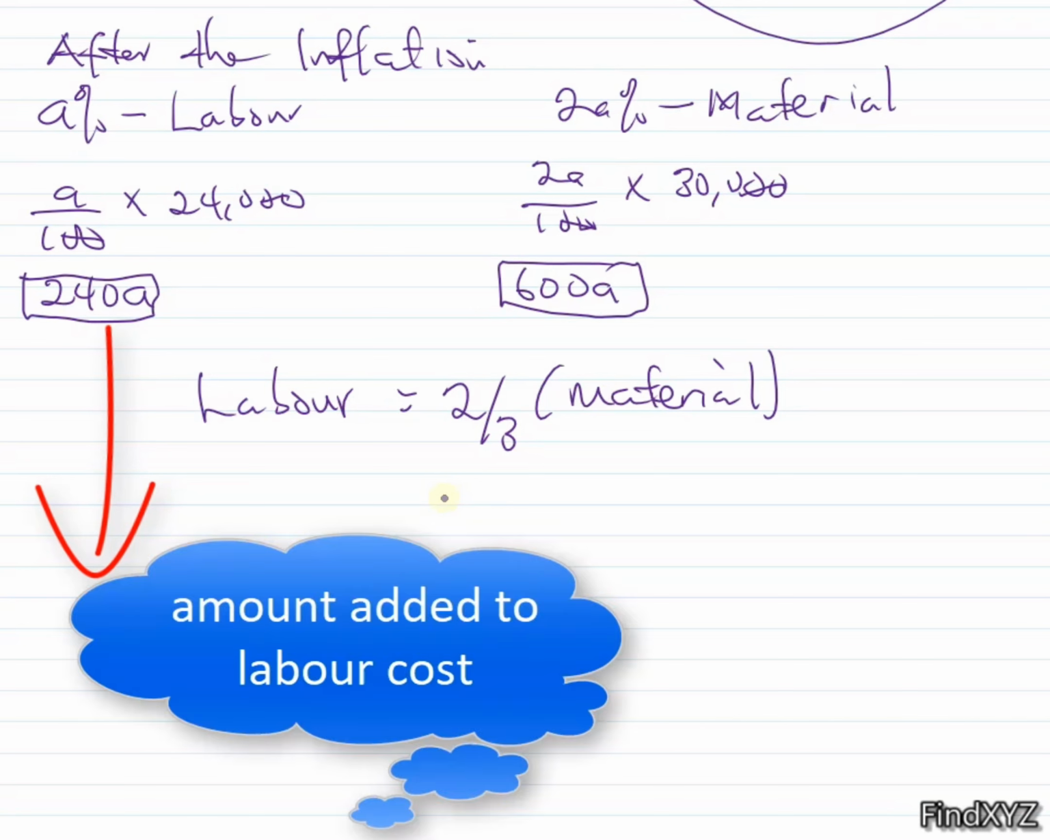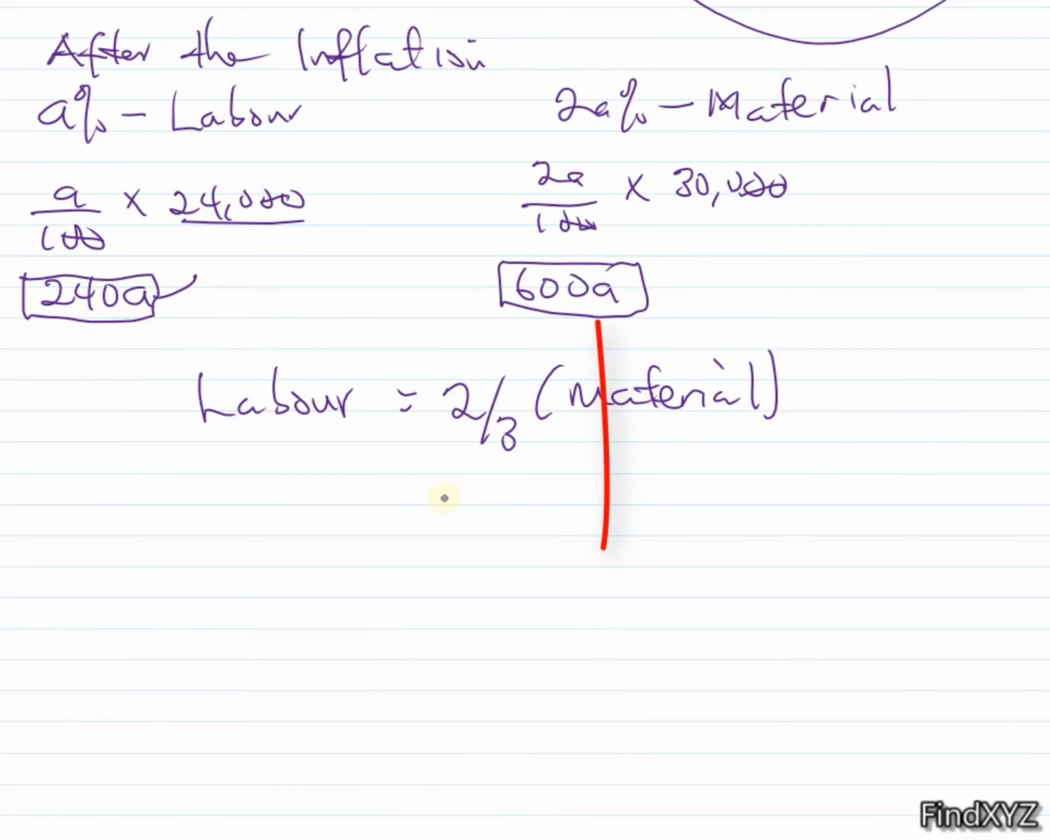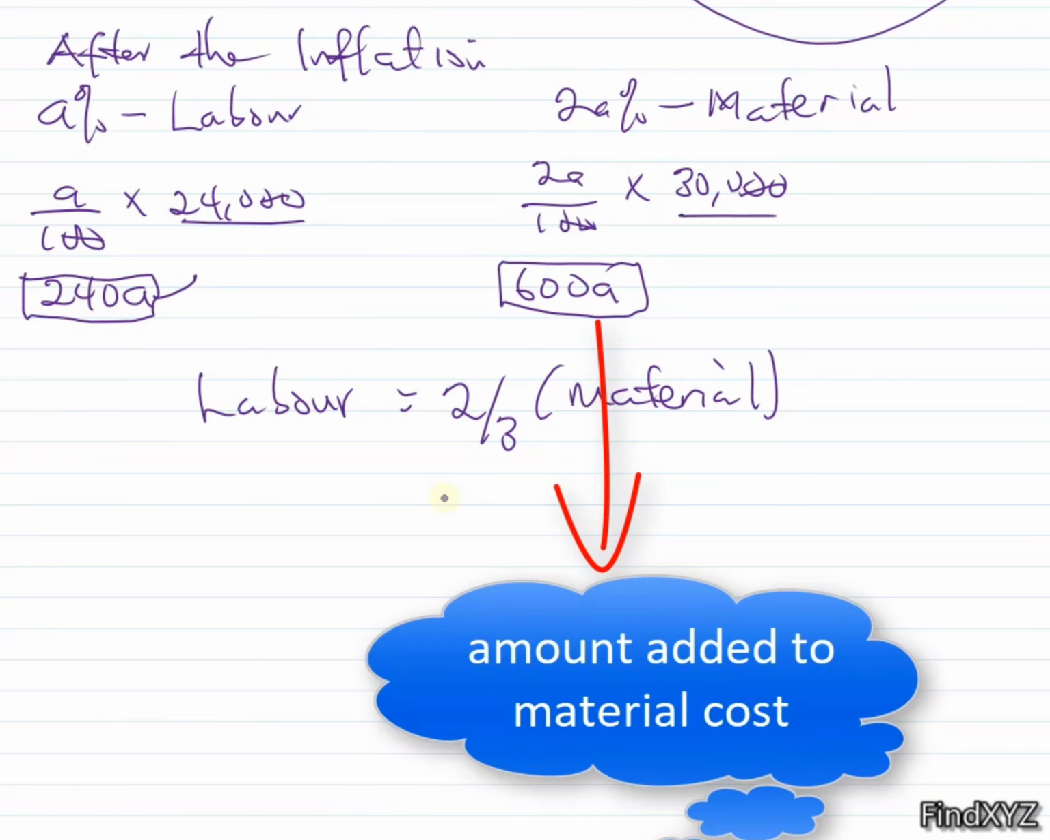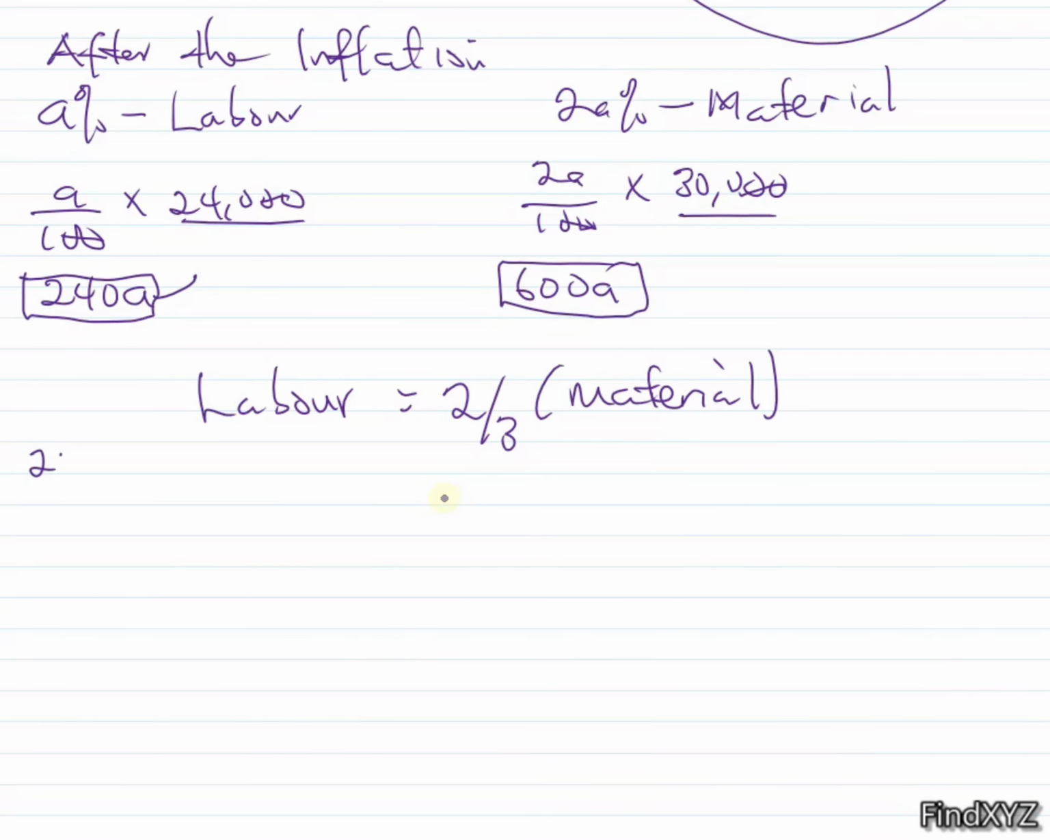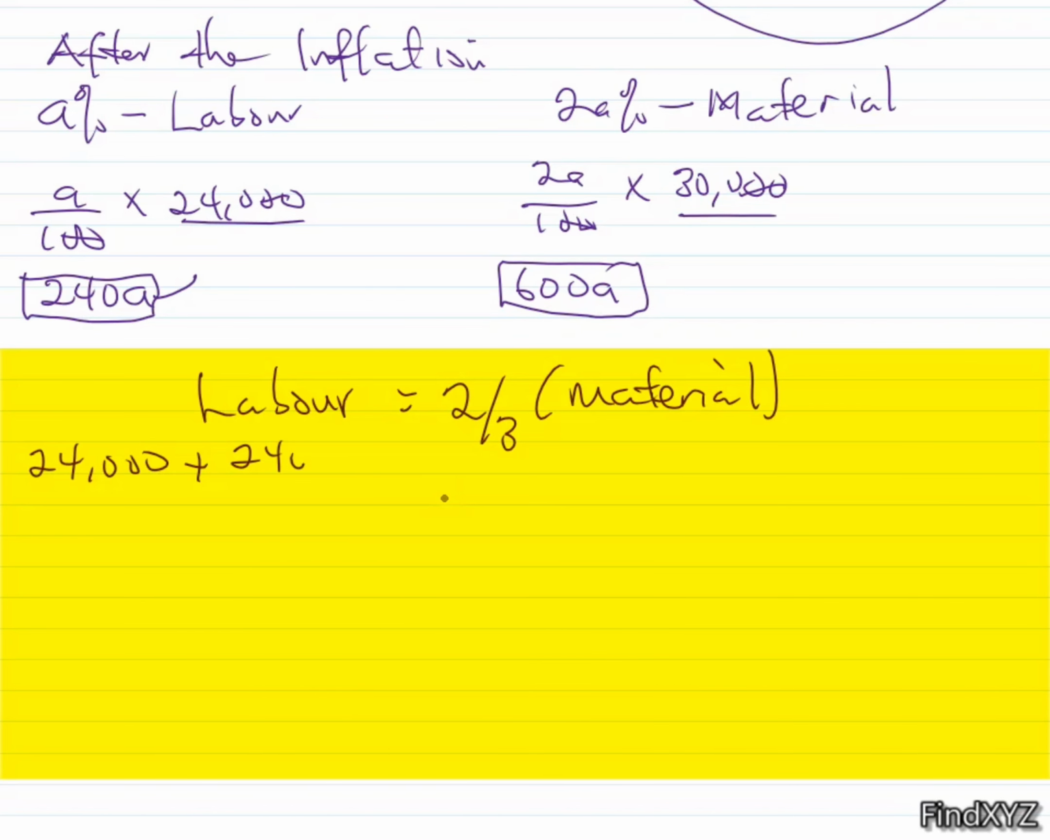It means that 240A will be added to the initial amount, which is 24,000, because it has increased by this percent. And 30,000 will also be added by 600A, because if something increases, it means that the original thing is there and another thing has been added to it. So for labor, we already have 24,000, and since it increased, we are going to add the 240A to it, and then we'll bring our 2/3. And the material, which is already $30,000, we are going to add the new increased amount, which is 600A.